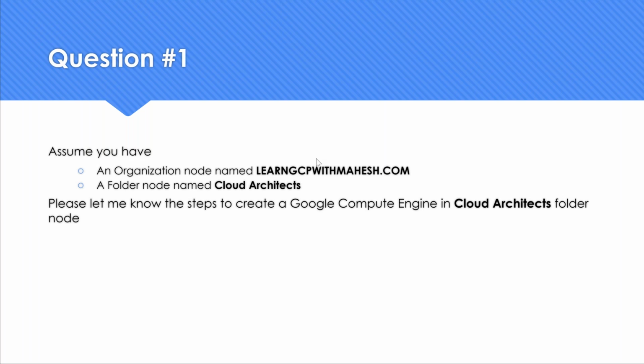you have an organization node named learngspwithmahesh.com, and there's a folder node right below that called Cloud Architects. Now please tell me the steps to create a Google Compute Engine in this folder node called Cloud Architects. So let me know each and every step. How do you create it? So pause the question or video. Let me know what is the right answer.